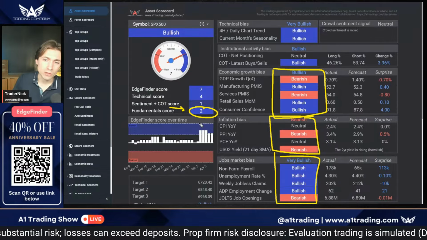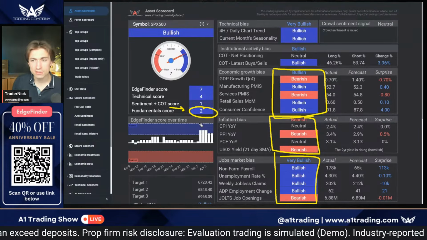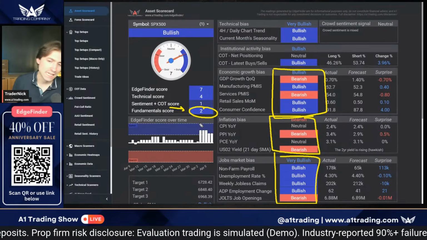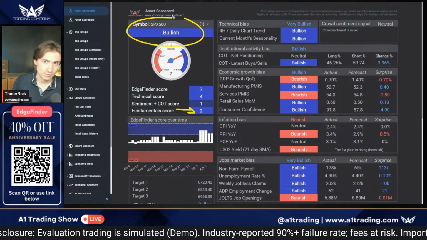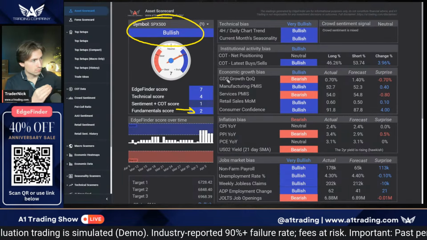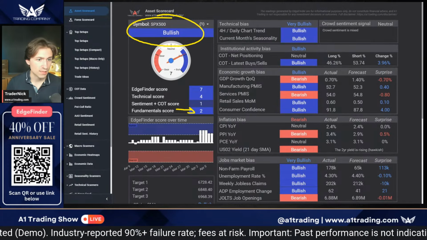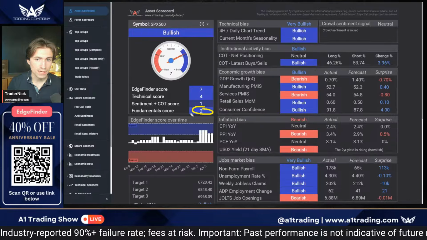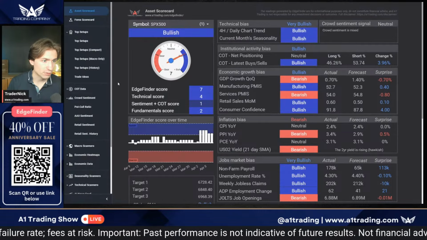Rarely do you get the perfect economic scenario. Usually some things look good, some things look bad, and you try and take the median, if you will. That's literally what Edgefinder tries to do. It takes the aggregated score of the jobs market, inflation data, and economic data, and gives an overall reading. So right now, it's slightly leaning in favor of bullishness for the S&P 500 in terms of macro.